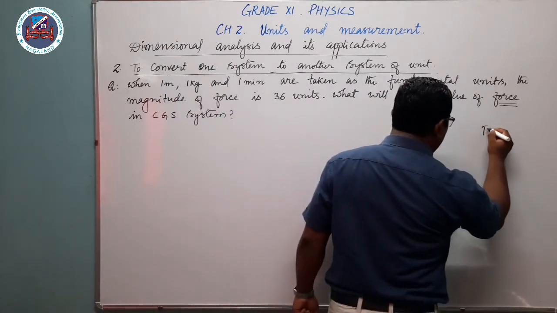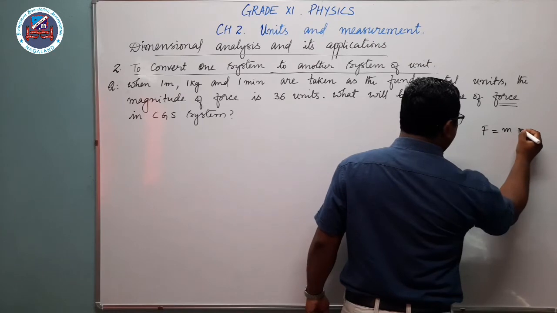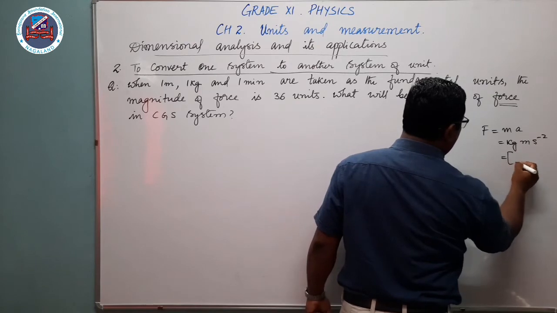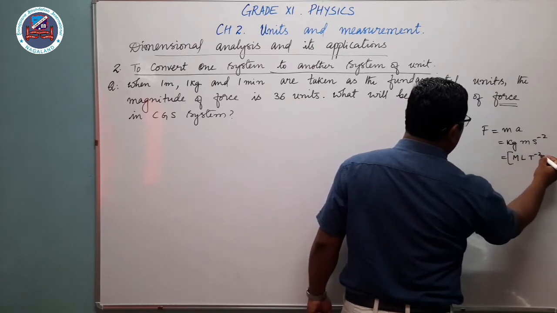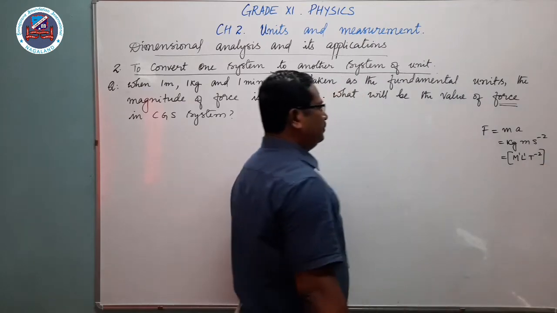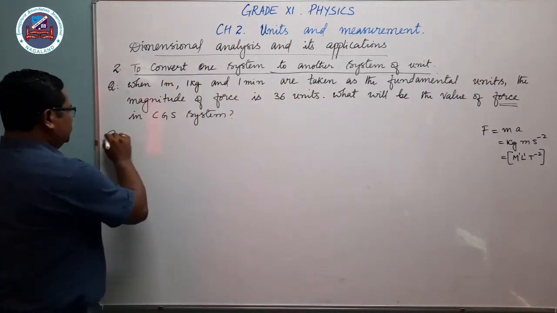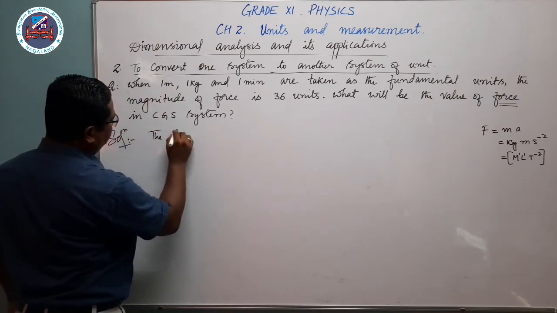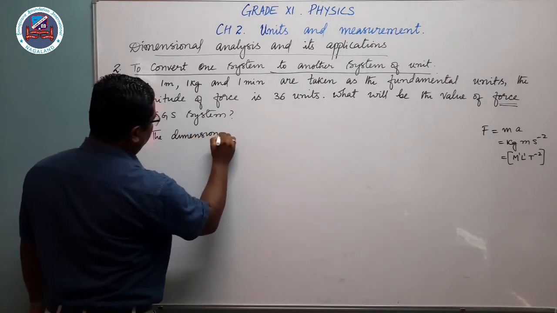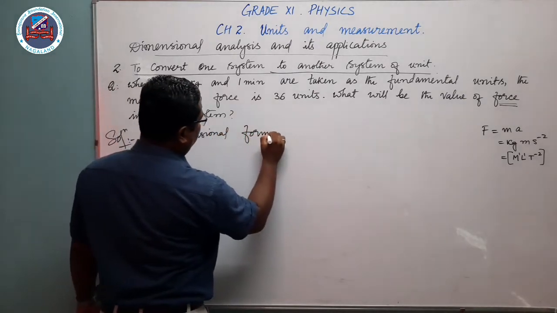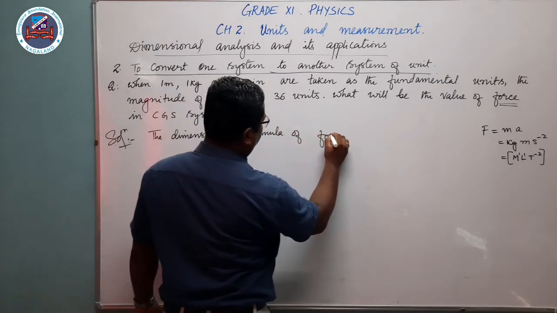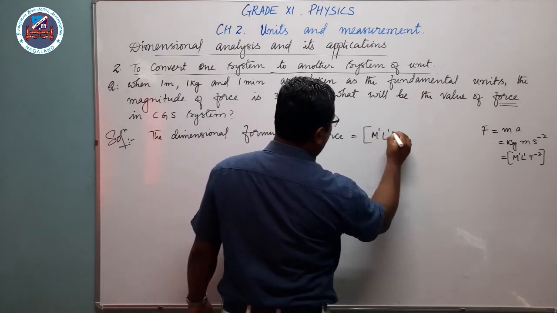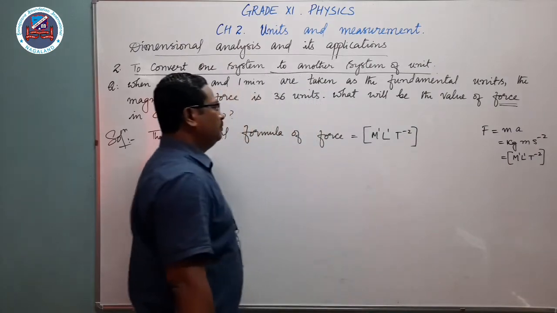So for force, the dimension you will find out is mass into acceleration. Mass is kg, acceleration is meter per second square. Then find its dimension, M L T to the power minus 2. It's 1 here. So after knowing this, when you do the solution, you will write down the dimension formula of force is equal to M L T to the power minus 2. This is your first step.